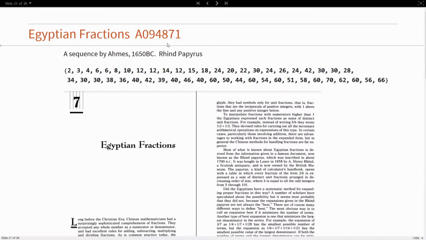Here's one of the oldest sequences in OEIS. Ahmes, a scribe in 1650 BC, wrote down this sequence as the first digits for Egyptian fractions. And he mentioned that Ahmes mentioned that he was copying this very, very old sequence from somewhere else. So there's a lost document that this papyrus was referencing, and that's one of the first mathematical references in all of history as well.